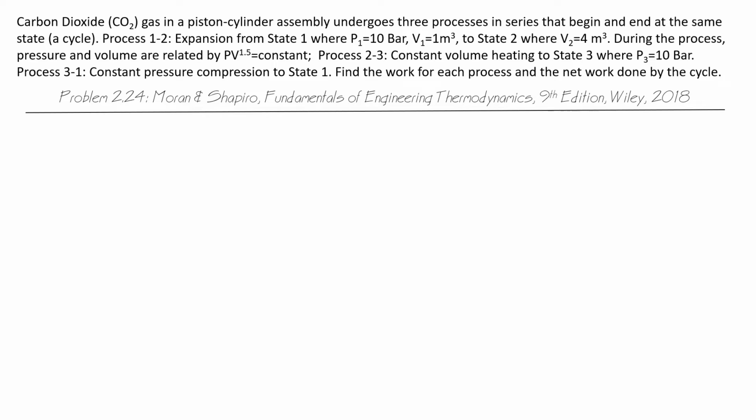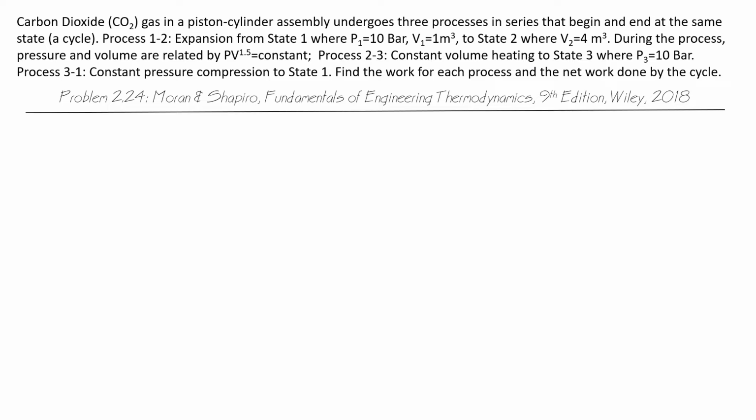Carbon dioxide gas in a piston cylinder assembly undergoes three processes in series that begin and end at the same state, and this is the definition of a cycle. Process 1-2 is an expansion from state 1, where P1 is 10 bar and V1 is 1 cubic meter, to state 2, where V2 is 4 cubic meters. During the process, pressure and volume are related by PV to the 1.5 power is equal to a constant.